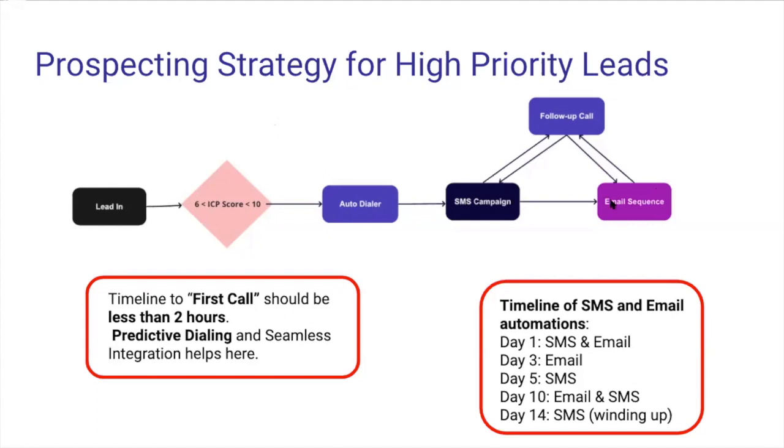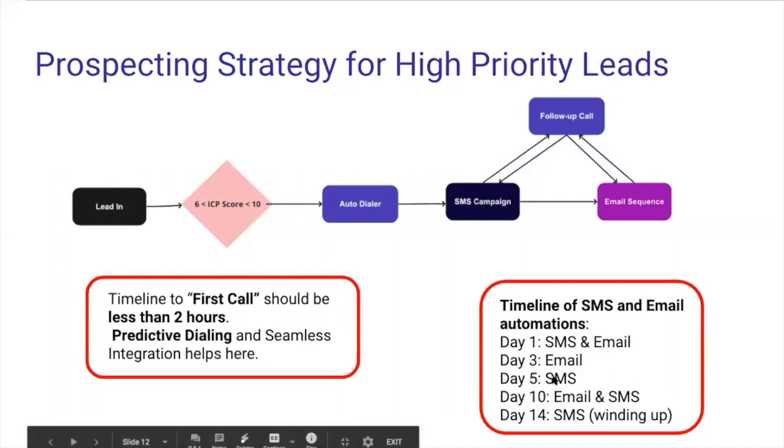Where they're being sent SMS and emails in succession over days to make sure that we are making that engagement in place. As you can see over here, the timeline of SMS and email automations is: day 1, we send out an SMS and an email. Day 3 is an email. Day 5 is an SMS. Day 10 is an email and an SMS.